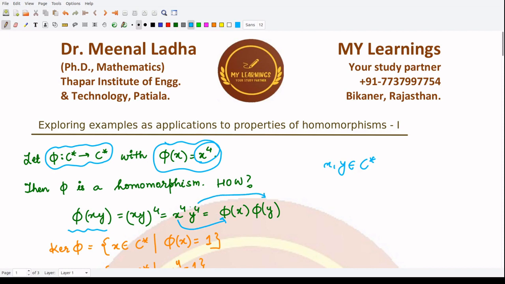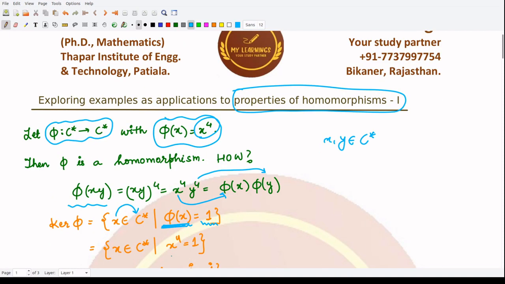Correct? Now once we know it is a homomorphism, we are able to apply the properties of homomorphism onto it. So let's see which properties work here, and using the properties, what information we can access from it. First of all, let's see what is the kernel of this mapping. By definition, the kernel contains all the elements x from C star such that when you apply phi onto x, you get the identity in C star, which is 1. By the definition of phi, you are looking for all those elements x such that x raised to power 4 is equal to 1.